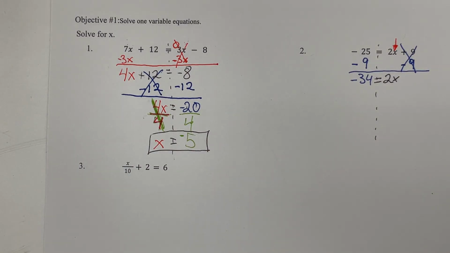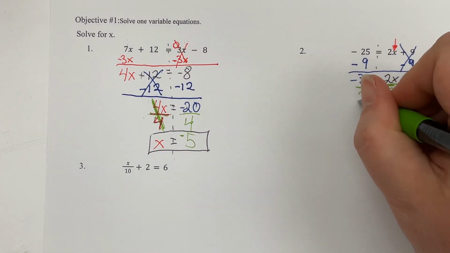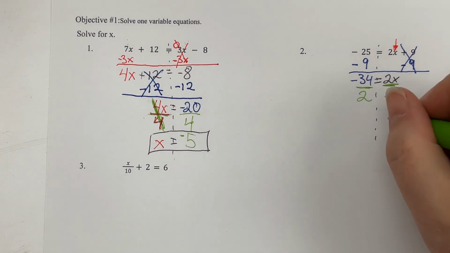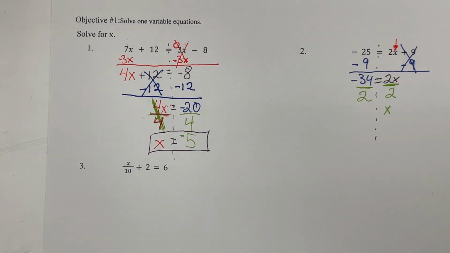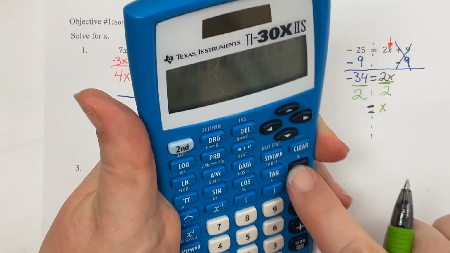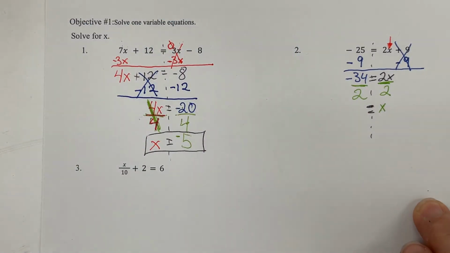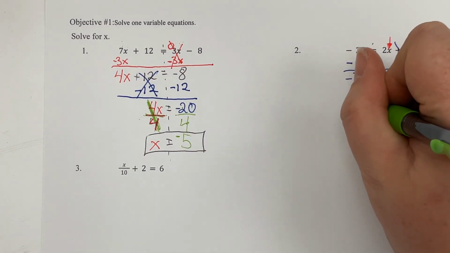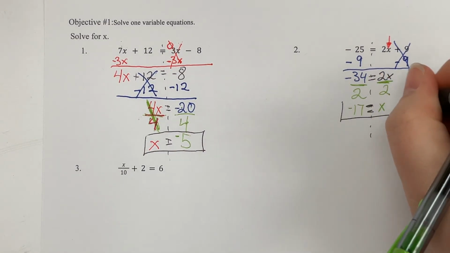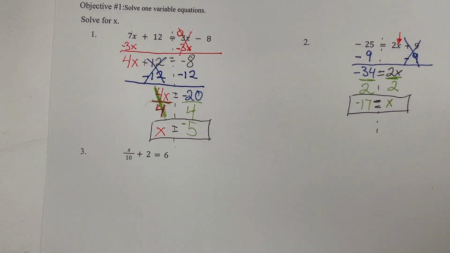Okay, what do I get rid of now? Let's divide to get rid of that 2. All right, you guys, that is too big. I cannot do it in my head. So let's get my calculator. Negative 34 divided by 2 is negative 17. There we go. If my grandma was here, she'd say, now we're cooking with gas.